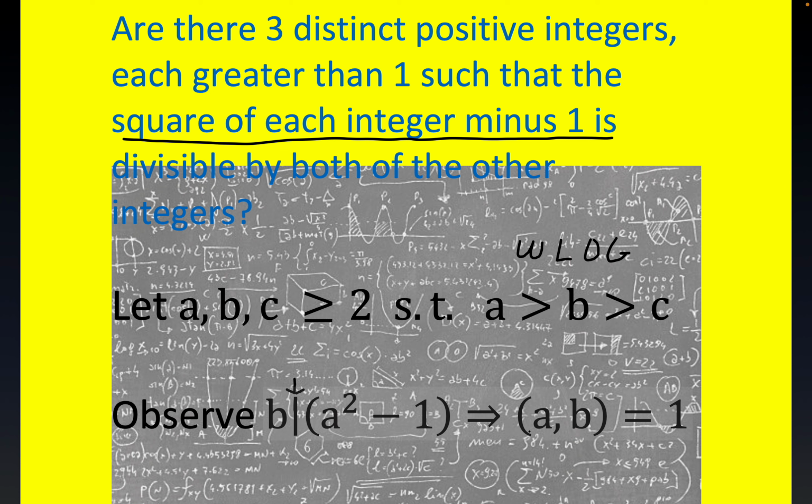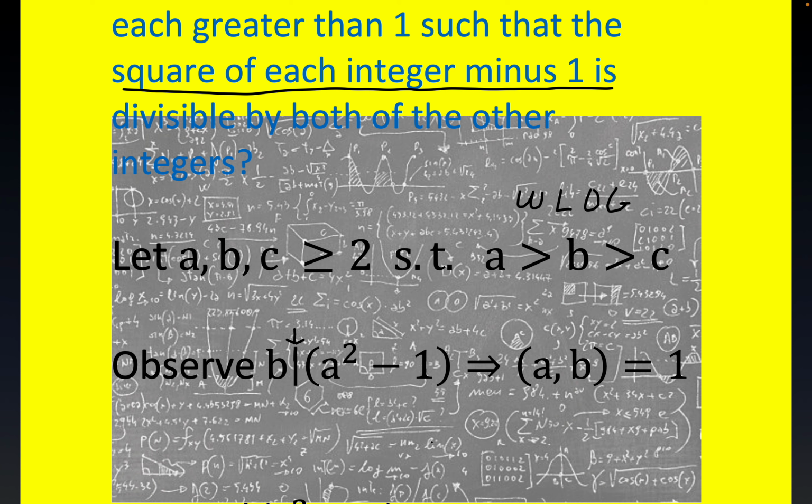Now, this part right here is easy, but it took me a minute to get it. If B divides A squared minus 1, that means A squared minus 1 can be written as KB for some other integer K. That implies that A and B are relatively prime. Notice it doesn't say A squared. And it's real simple if you just take a look at this. I'll write it underneath here. If A is odd, that forces B to be even, and conversely. If A is odd, B is even.